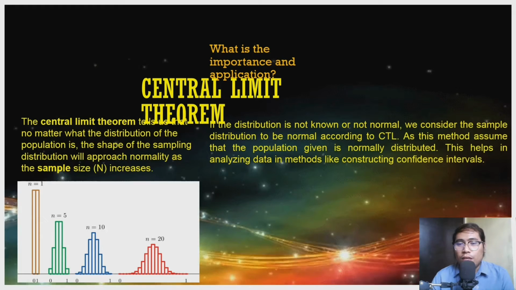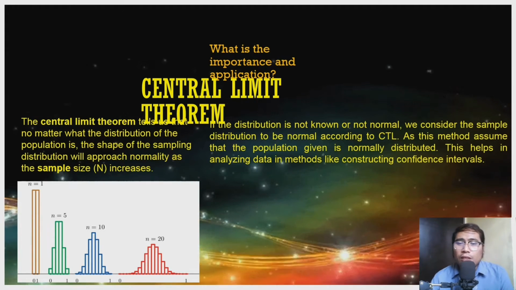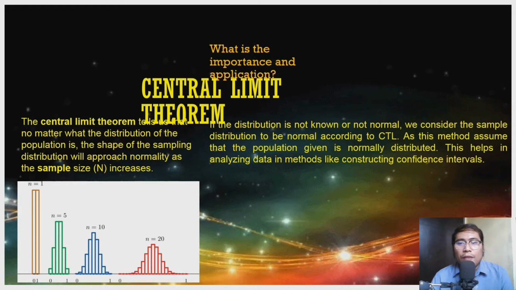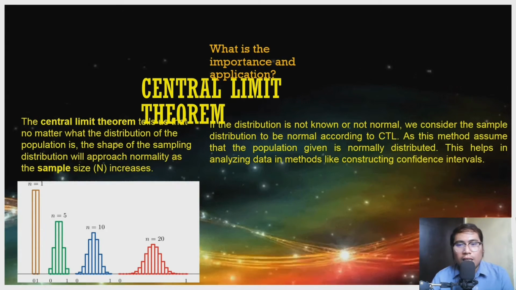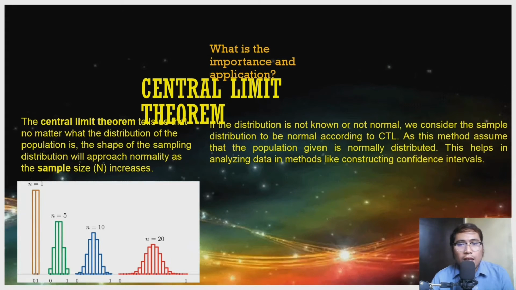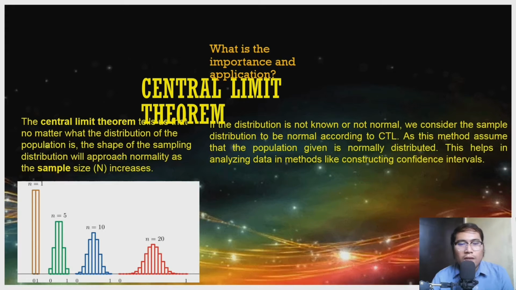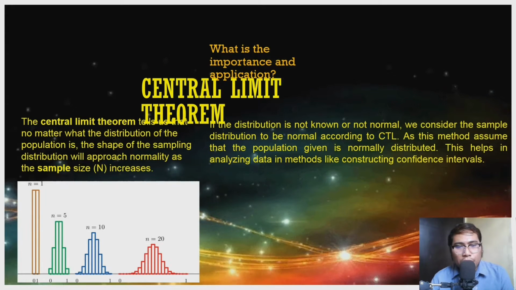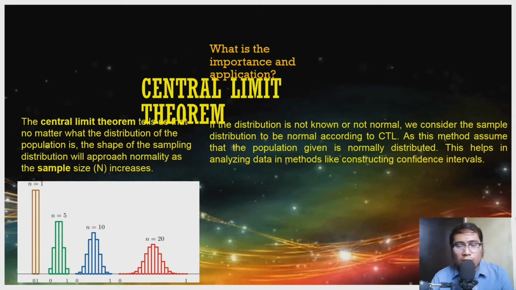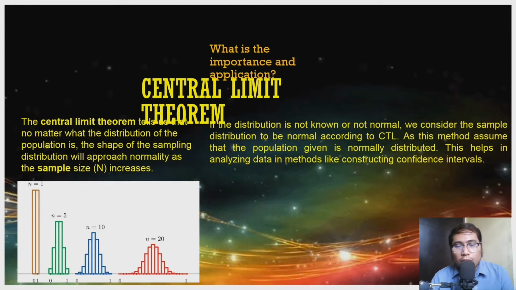Alright, so for the application, if the distribution is not normal, we consider the sample distribution to be normal according to the CLT, or the central limit theorem, as this method assumes that the population given is normally distributed. This helps in analyzing data in methods like constructing confidence intervals. So just like the importance of the central limit theorem, it gives us the option to use different sample sizes for us to make the population become normal.